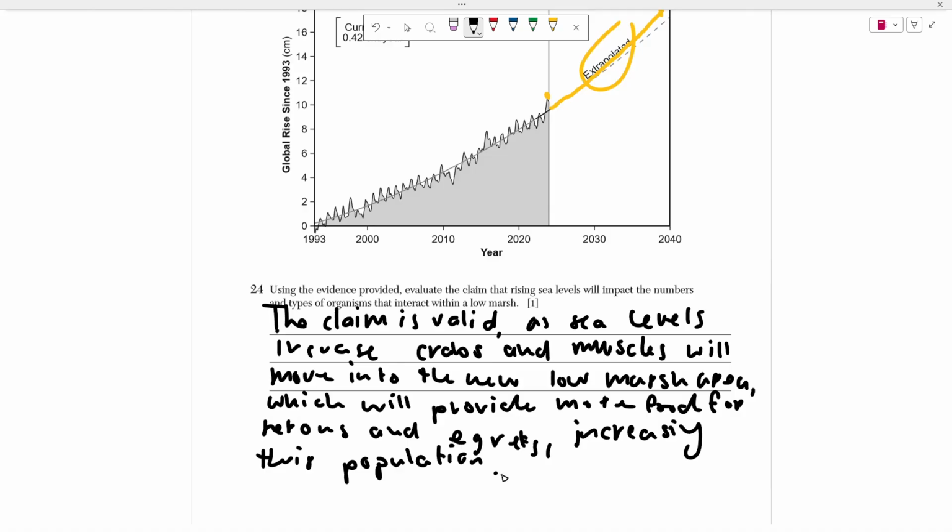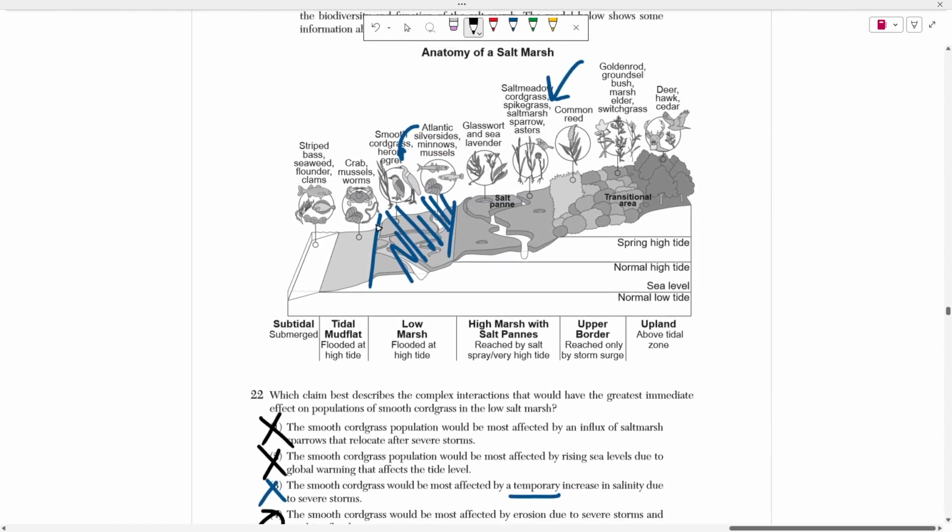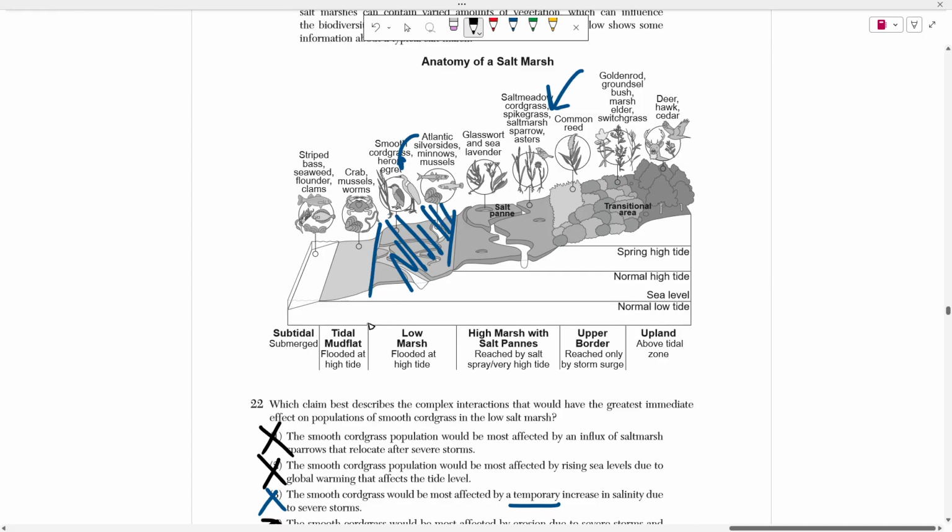Right, so essentially what's happening here as this flooding occurs, as this increase in water level occurs, these crabs, mussels, and worms that usually live in the tidal mudflat, which is flooded at high tide, are used to the water being here, right? If the water level continues to increase, this low marsh will start to turn into a tidal mudflat. So these crabs, mussels, and worms that are usually used to being covered by the tide will then continue to find a home in this new part of the low marsh, right?